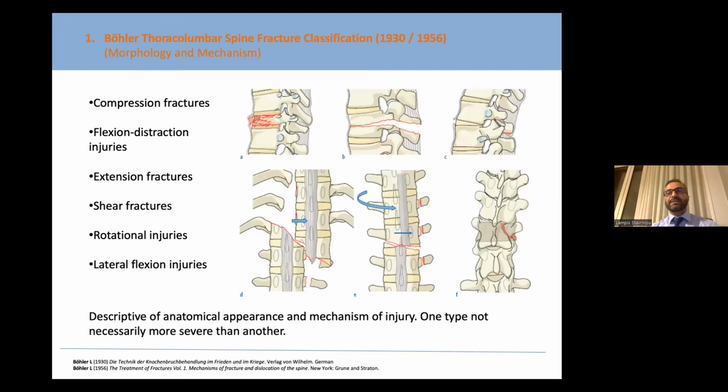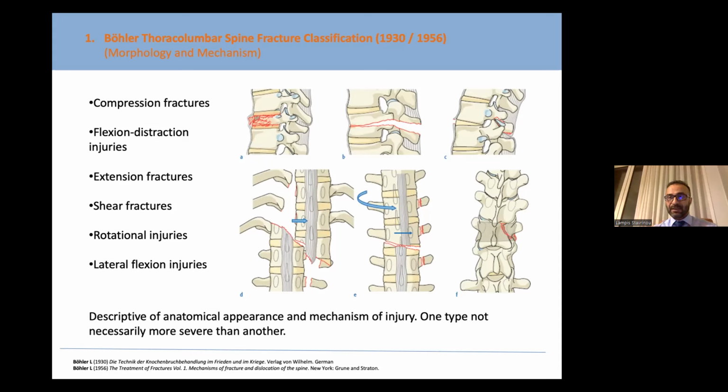Now, the first classification system to be somewhat similar to the ones that we routinely apply today, and I mention it here mostly for historical reasons, is the Böhler thoracolumbar spine system, which is over half a century old. And it basically classifies thoracolumbar fractures into these categories: compression, flexion-distraction injuries, extension fractures, shear fractures, rotational and lateral flexion injuries, all of which you can see in the respective images.